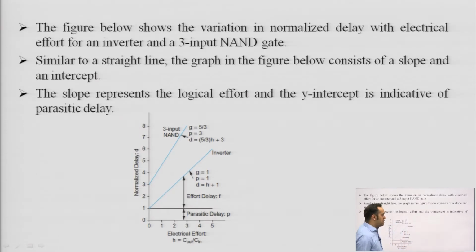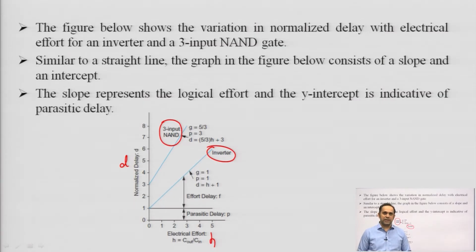So, as I showed on the previous slide, if I plot a graph between normalized delay D and electrical effort H, the ratio of output and input capacitance, this should give me a straight line. The 2 straight lines shown on your slide, one is for an inverter, and another one is for a 3 input NAND gate. So, the slope and the intercept basically provide you the values of logical effort and the parasitic delay.